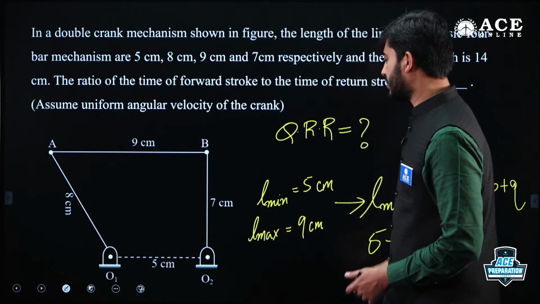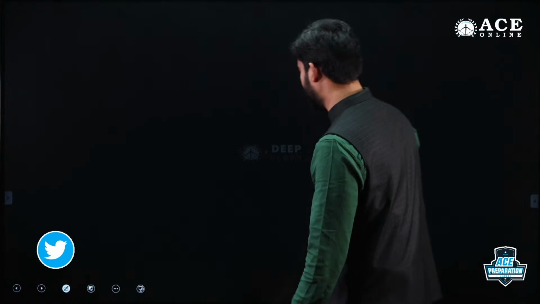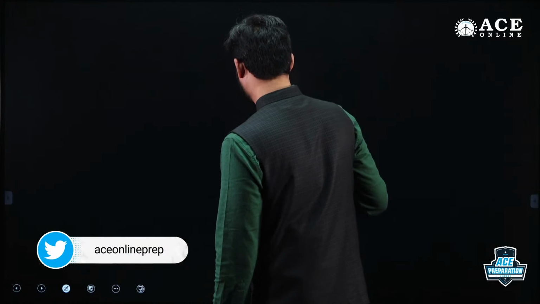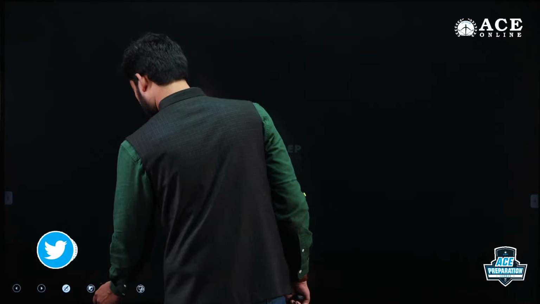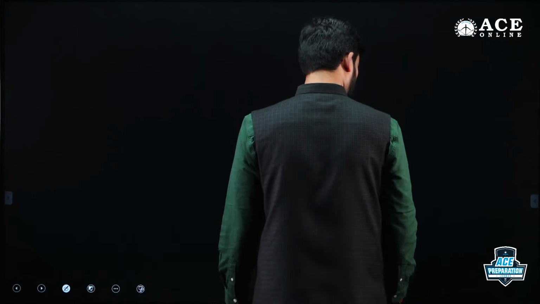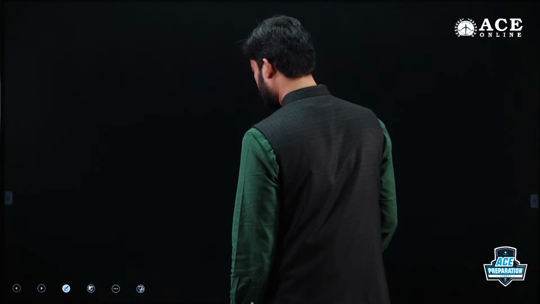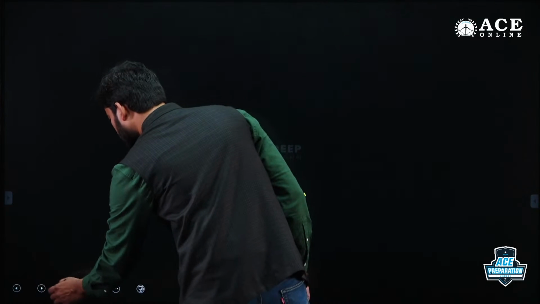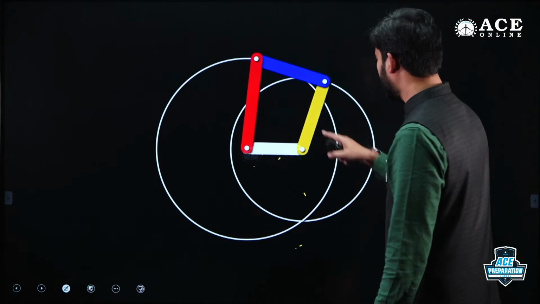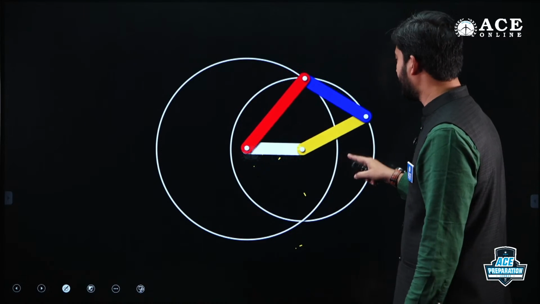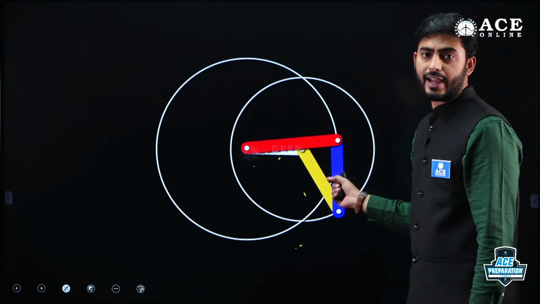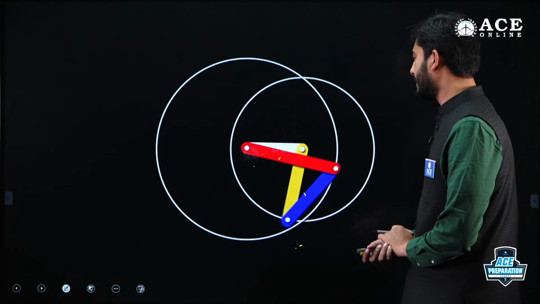Let us see some animations to understand that. Yes, here you can see both the input link and the output link are executing circular motion. This is a double crank mechanism, guys.